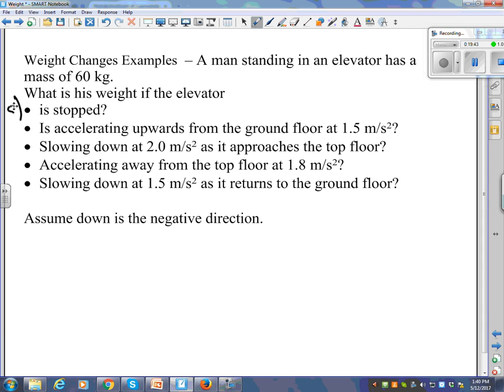No, that's not true. It's not 60. Because that is his mass. Kilograms is a mass. It's the amount of stuff. So 60 times 9.8.